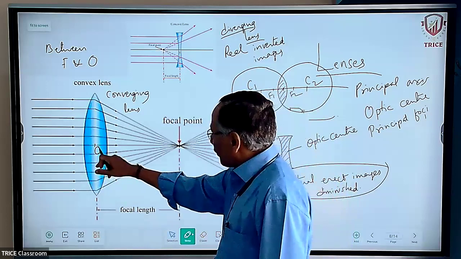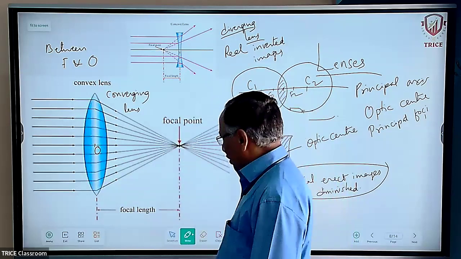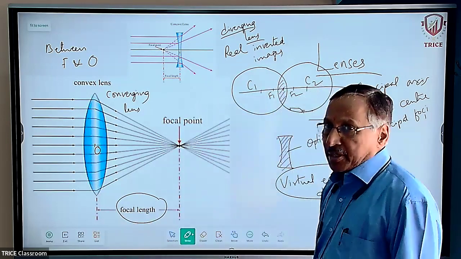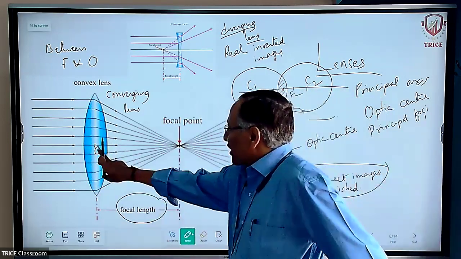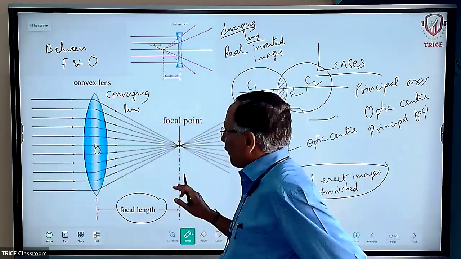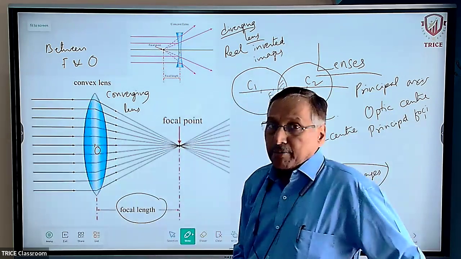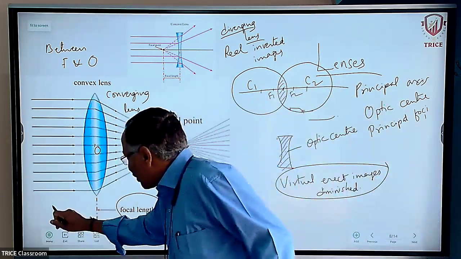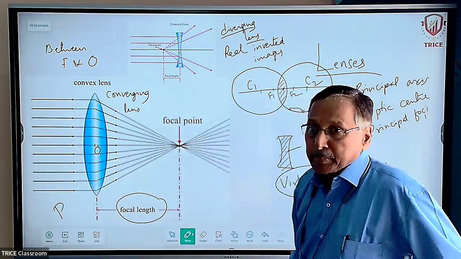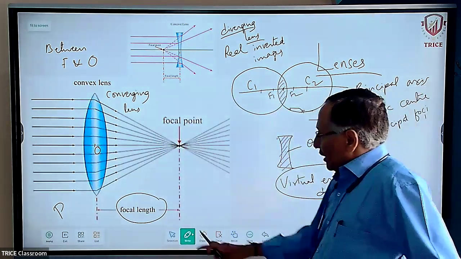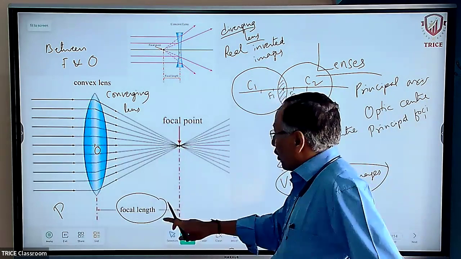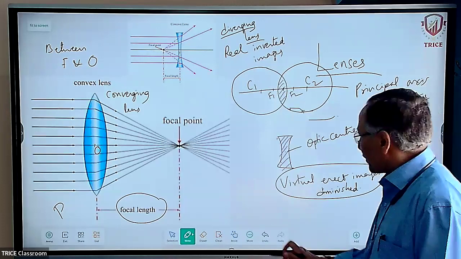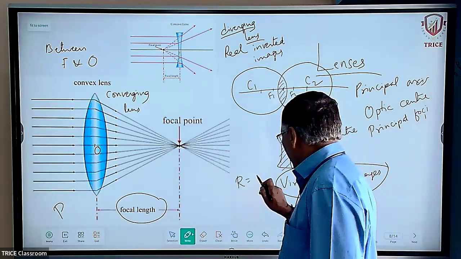The distance between the optic center and the principal focus we call the focal length. All measurements in the case of lenses are made from the optic center, whereas in the case of mirrors, all measurements are done from the principal focus. And this is what we call the principal focus. Here also R is equal to 2F. Same rule applies here also.